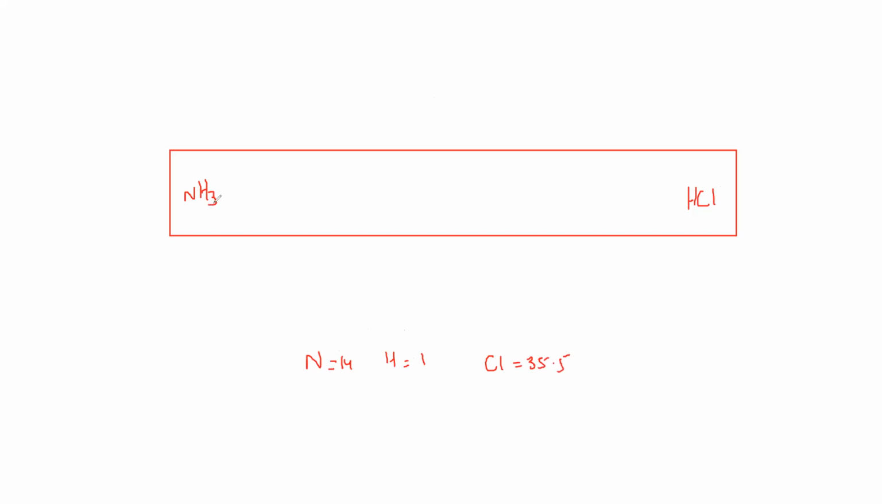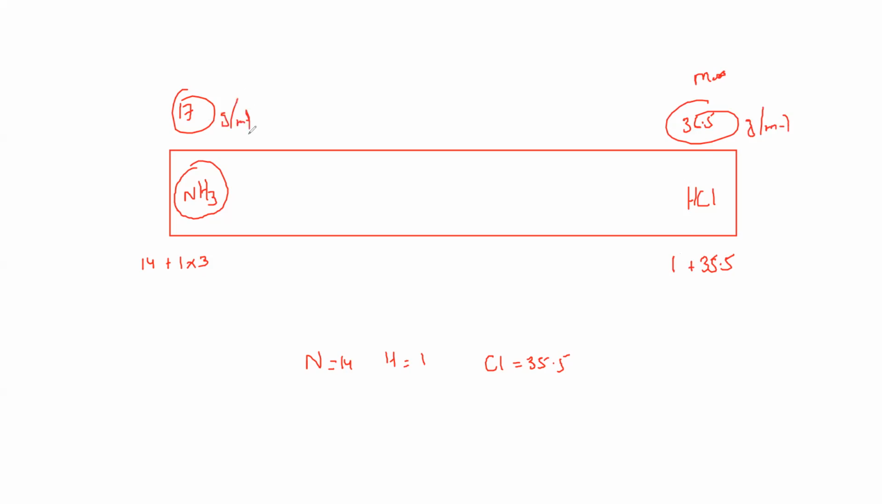So when we work out the molecular mass for the gas NH3, nitrogen is 14 plus hydrogen is 1 times 3, so the total mass will be 17. For HCl, when we work out the mass, hydrogen is 1 and chlorine is 35.5, so 1 plus 35.5 will be equal to 36.5. The unit of mass is gram per mole, so 17 gram per mole.